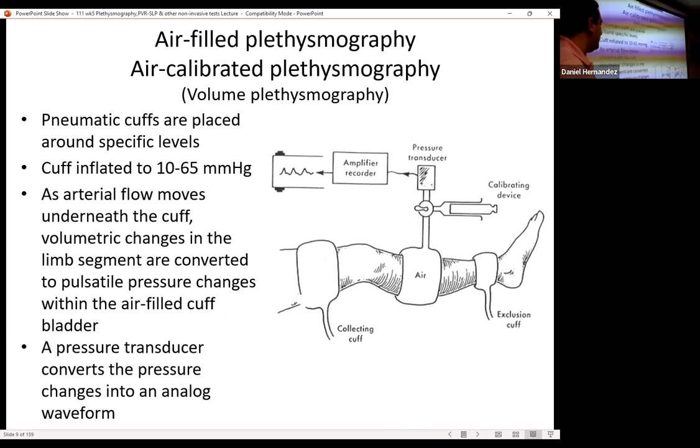So they all work on the same general principle. We have a segment that we're measuring and we're trying to get our information from. And it's a cuff that inflates with air. And then we try and measure those volume changes as the blood is pulsing through that segment. Those volume changes are transmitted to a calibrating device, and then onto an amplitude recorder, and then we get a tracing readout on paper. So this is kind of an old school method.